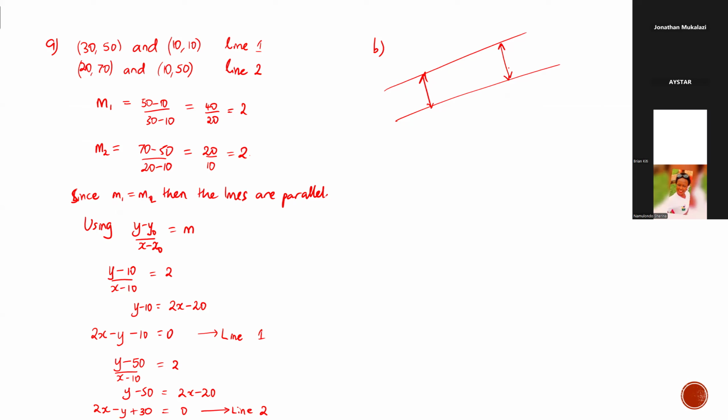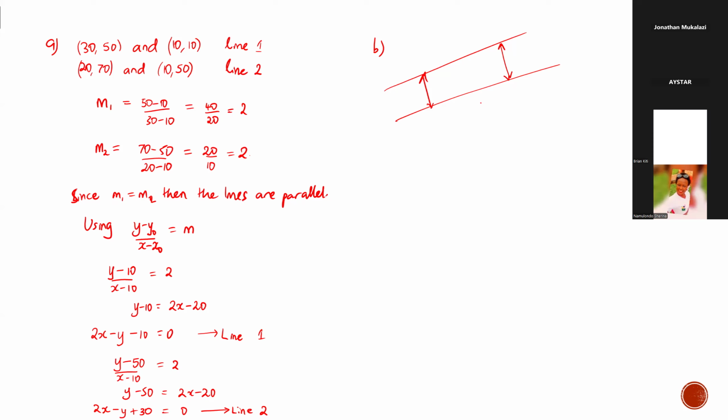So if we have those two lines, to get the minimum distance between them, we could pick a point on one of the lines. So we could choose to use line 1, and then pick a point on line 1. So we know that line 1 has a point (10, 10).